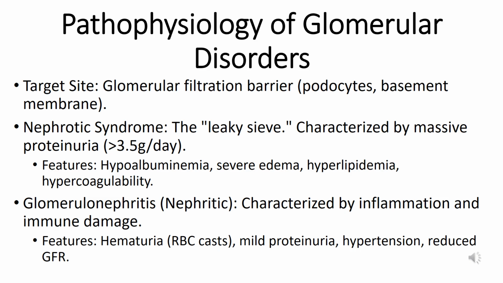A useful way to think about nephrotic syndrome is the leaky sieve. The filtration barrier becomes abnormally permeable. Large amounts of protein escape into the urine. This excessive protein loss is called proteinuria. In nephrotic syndrome, proteinuria exceeds 3.5 grams per day. Albumin is the protein most commonly lost.